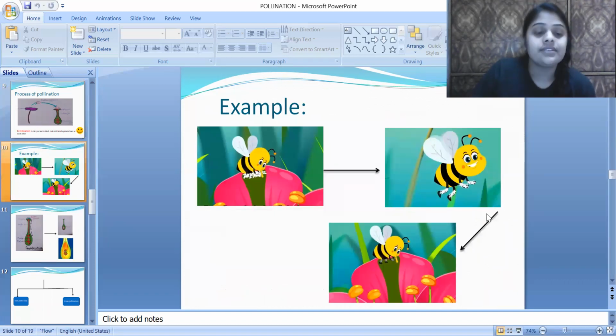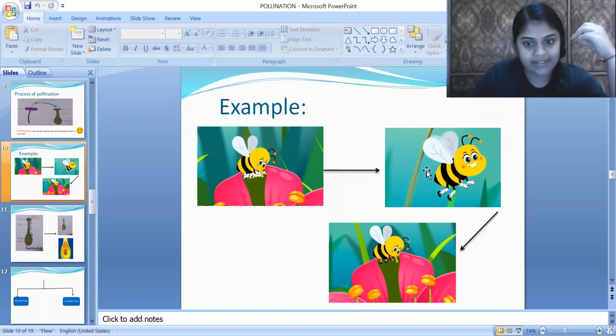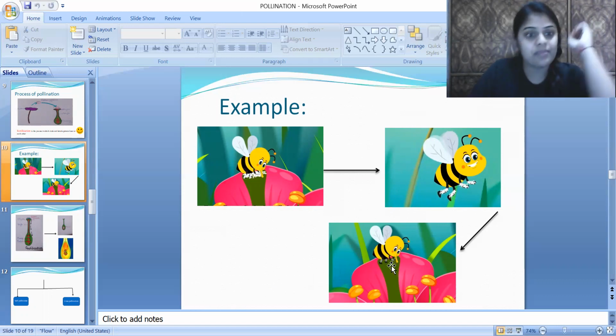just try to learn the process of pollination with the real life example of a bee. When a bee sits on a flower for sipping nectar, the pollen grains get stuck to its body parts. Okay, and when the bee flies away from the flower for sipping more nectar, it again sits on another flower. And when it sits on another flower, the pollen grains from its body are deposited on the stigma. Then what happens?